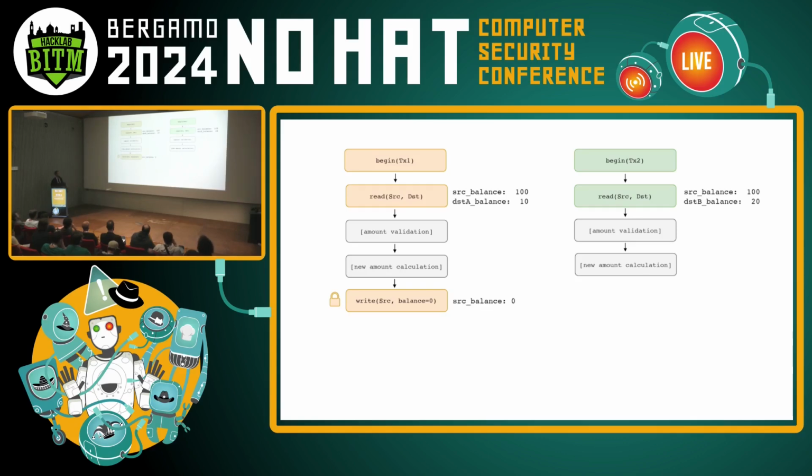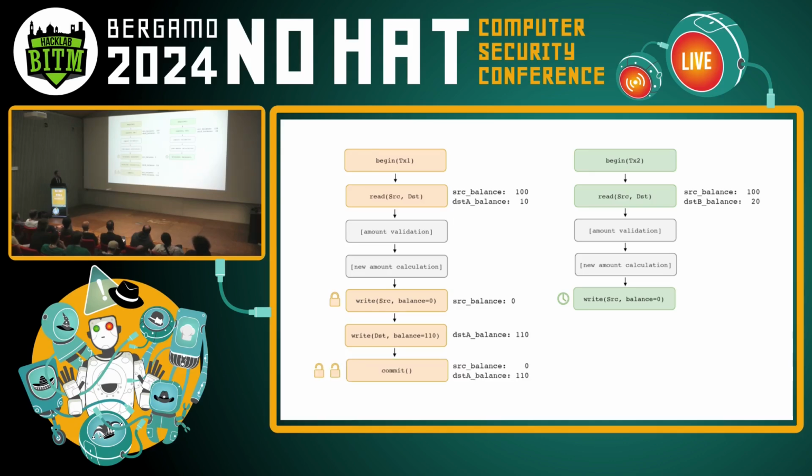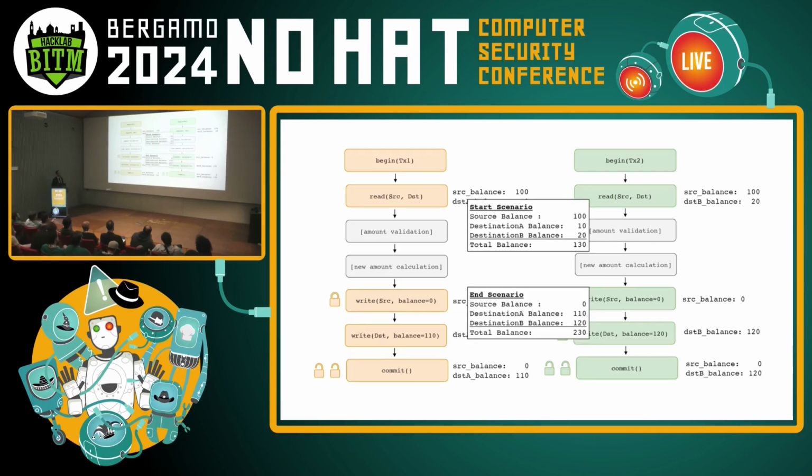The first transaction will set the source balance to 0. The second one has to wait at this point. The first one will continue executing. It will set the destination balance to 110 and commit, which leaves the second transaction free to complete its remaining operations. It will also set the source balance to 0. It will set destination B's balance to 120 and end up committing. And now what we end up with is basically printing money out of thin air. We started off with a total balance of 130 and ended up with a total balance of 230, basically duplicating whatever the source account had in its initial state.